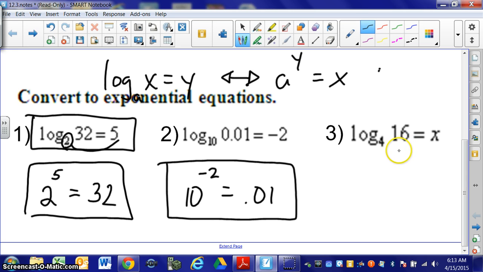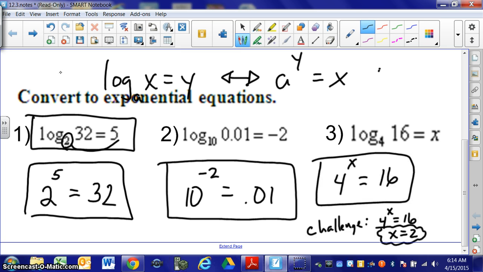And then, challenge, solve for x. Sorry if I didn't give you enough time right there. I put you on pause and solved it and went on my way. So yeah, 4 to the x equals 16, and then 4 to what power equals 16? 4 squared is equal to 16, because 16 is equal to 4 squared. Alright, good. That's the idea of converting from log form to exponential form.